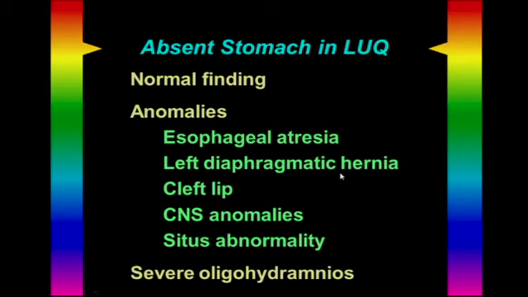Causes of an empty stomach include anomalies such as esophageal atresia, a left diaphragmatic hernia where the stomach is not in the abdomen but rather up in the chest, cleft lip or cleft palate preventing the fetus from swallowing, anomalies of the central nervous system, and situs abnormalities where the stomach is somewhere besides the left upper quadrant. Also, in cases of severe oligohydramnios, we may not see the stomach because there's no fluid for the fetus to swallow.